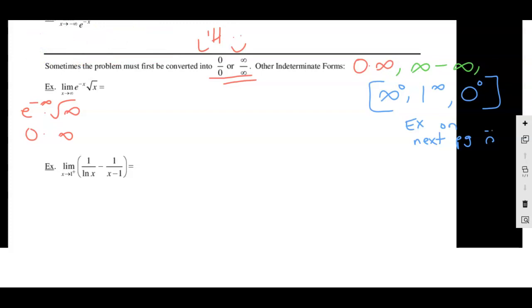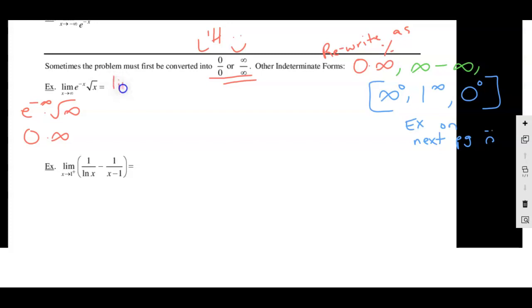The strategy for dealing with this, whenever I have 0 times infinity, a multiplication, is to rewrite it as division. 0 and infinity are kind of like reciprocals. They're not really, but in the context of a limit question, they behave like reciprocals. So instead of multiplication, I'm going to take the reciprocal of one of the terms. If I take the reciprocal of this term, you end up with infinity over infinity. Or if I take the reciprocal of that term, you'd end up with 0 over 0. The strategy for this form is to rewrite it as division, and then use L'Hopital's rule.